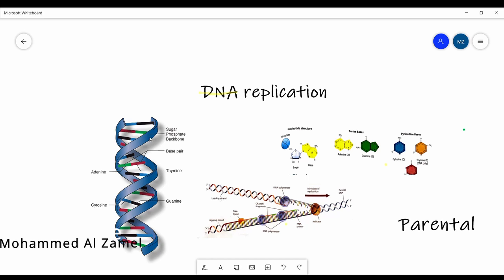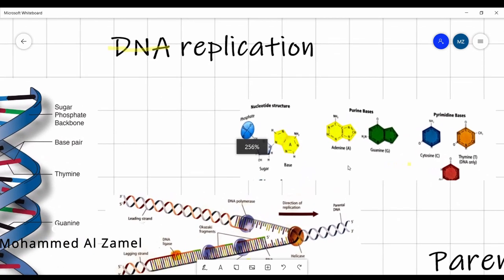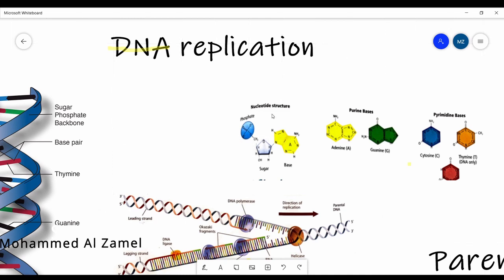bases inside. The bases we have are adenine, thymine, cytosine, and guanine. The DNA is composed of a sugar called deoxyribose, a phosphate, and one of these nitrogenous bases. As DNA is a nucleic acid, it is composed of nucleotides. The nucleotide structure is a phosphate, a sugar, and a base.